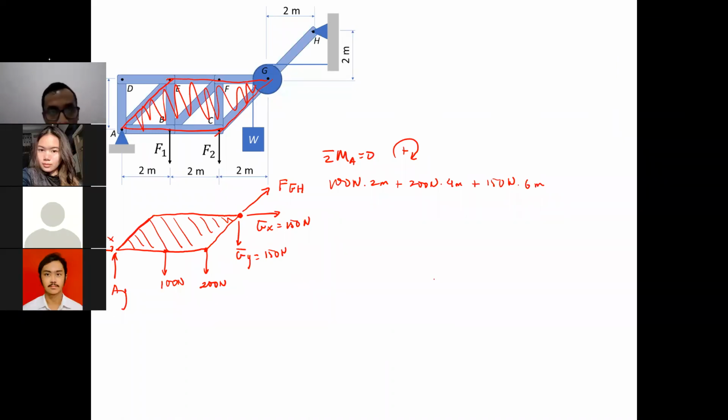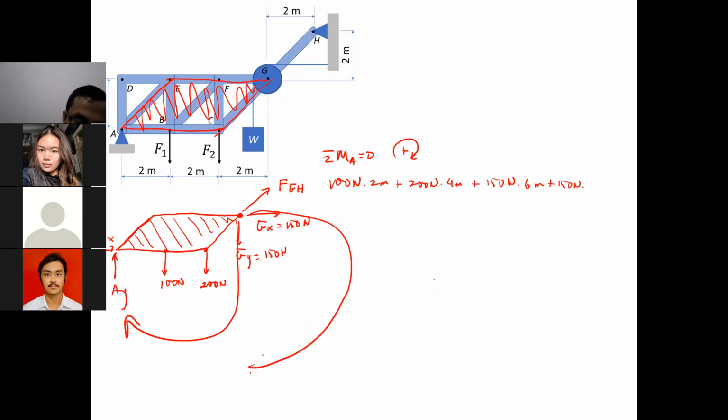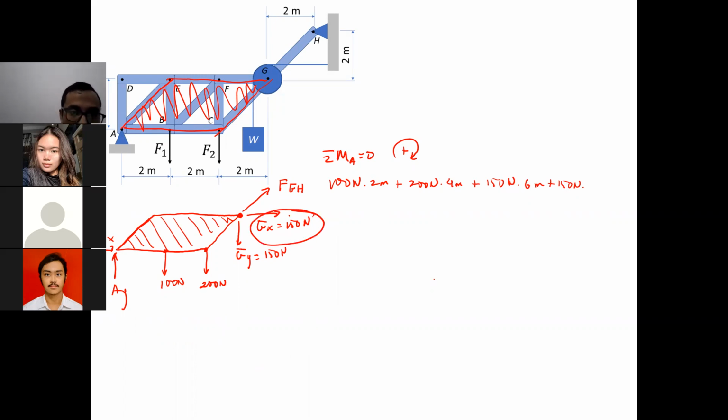How about GX? Yes, and GX: plus 150 Newton multiplied by what? 6 also? Are you sure 6? The rotation of this one is like this, and this one is like this as well. The moment arm of GX to point A is what?